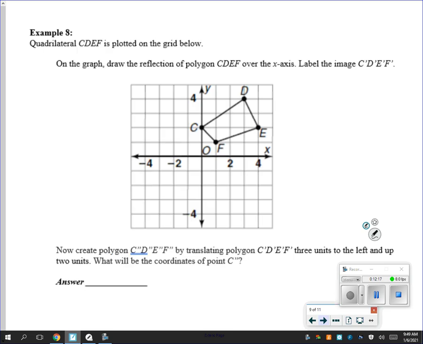Alright, so we're going to reflect this one. So we're going over the x-axis again. So why don't you go ahead and pause, see what it looks like, see what you think it would look like, and then come back.